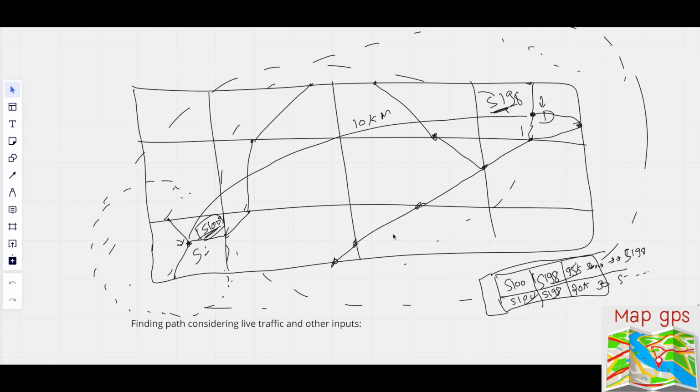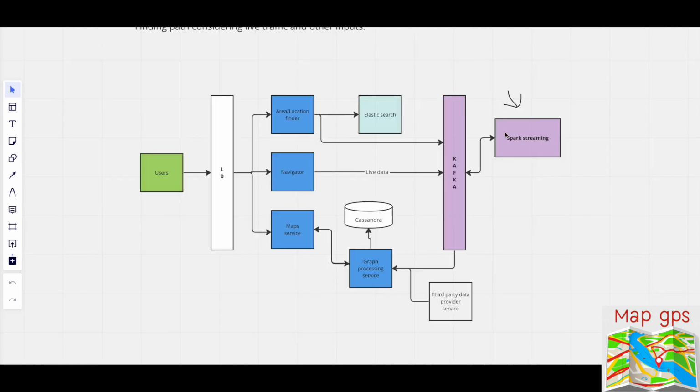Here I added another thing, which is a streaming service, think of Spark streaming. We can use Apache Spark or something else, but this is the most famous one. I didn't add it earlier, I just added it here now. When you are receiving the live data continuously, you will send that live data to your Spark streaming.